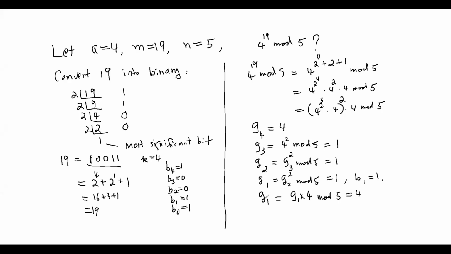Okay, now I'm going to compute G0, which is G1 squared mod 5. So again, this is equal to 1. But then we also know B0 is 1. So G0 will be equal to G0 times 4 mod 5, and this is 4. So the result then is 4. So this is the result.